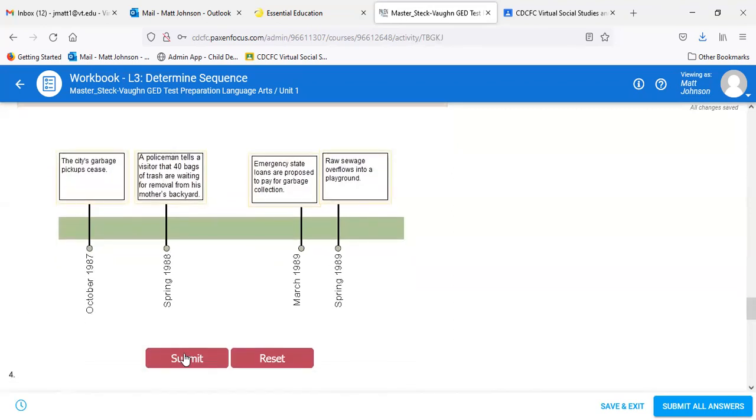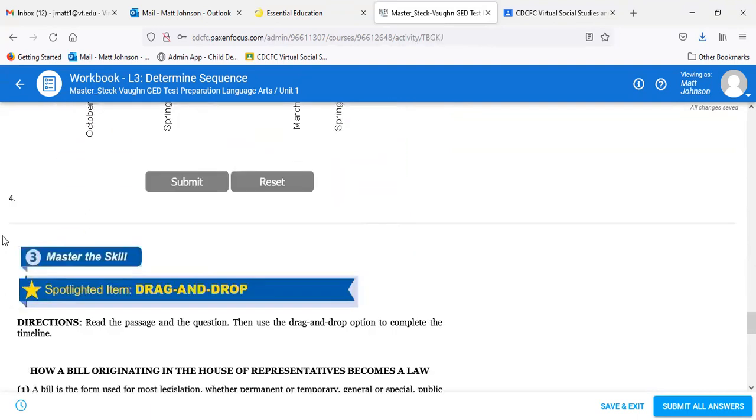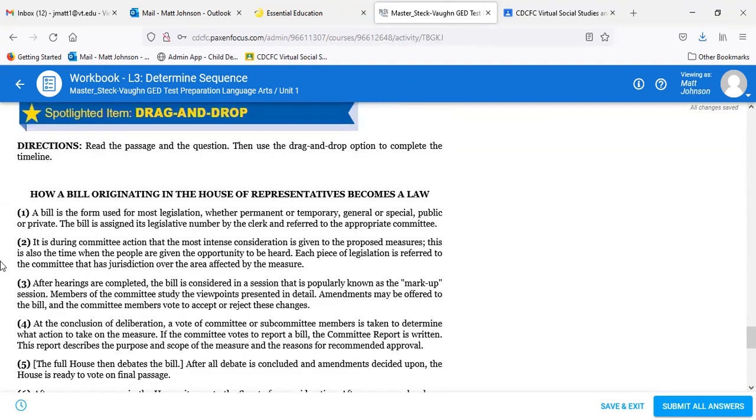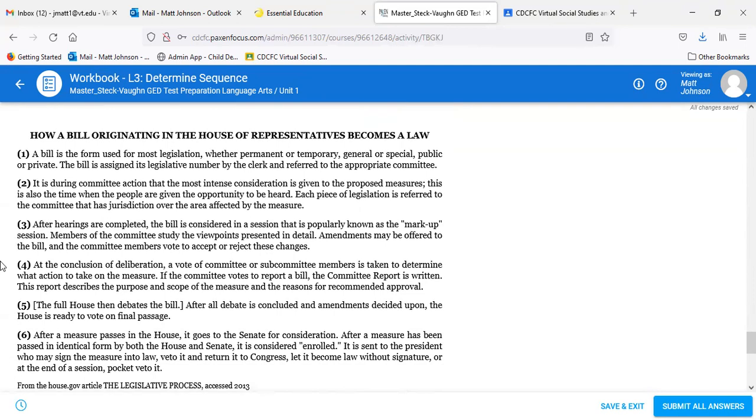And this all ties into that idea about summarizing, right? Order of events and things like that. And one final one here. So here we're getting a little civics lesson today too. How a bill originating in the House of Representatives becomes a law. So going to be a whole sequence of events here that we need to think about.